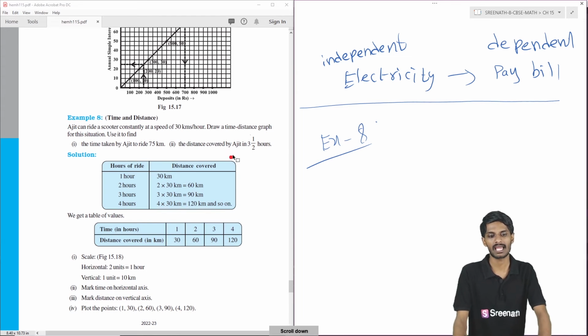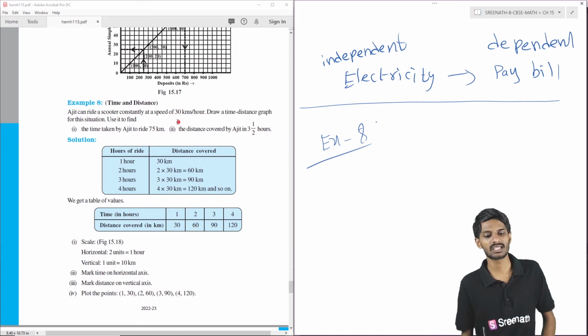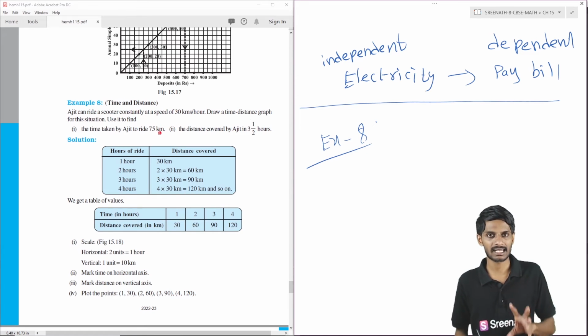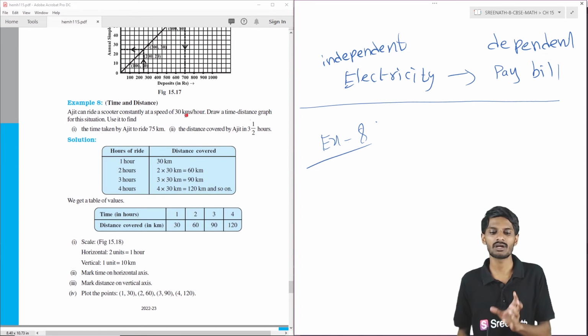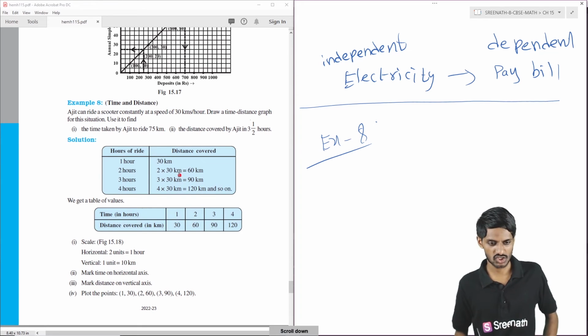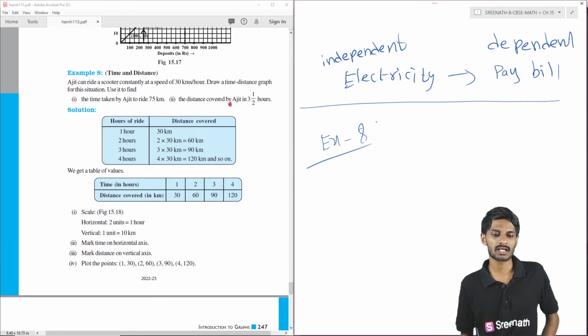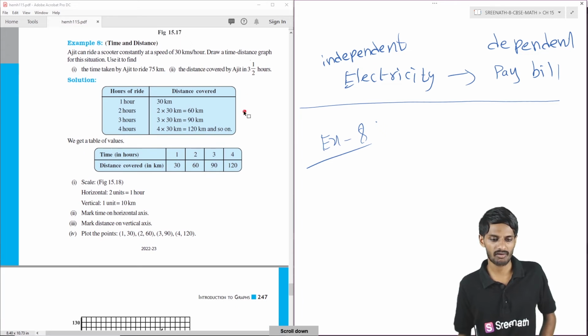Example 8, students, time and distance. Ajit can ride a scooter constantly at a speed of 30 kilometers per hour, and we have to draw a distance-time graph for this situation. The questions are: the time taken by Ajit to ride 75 kilometers, and the distance covered by Ajit in 3.5 hours.